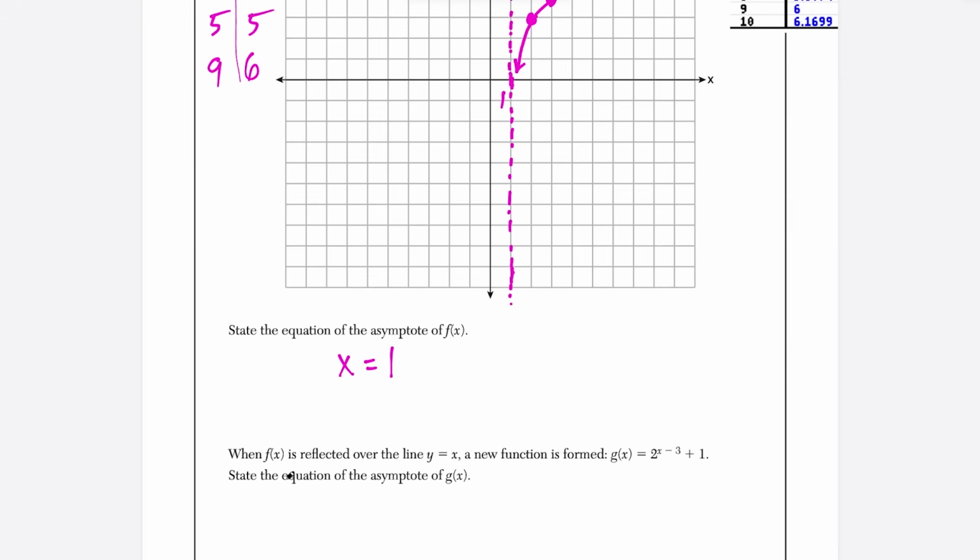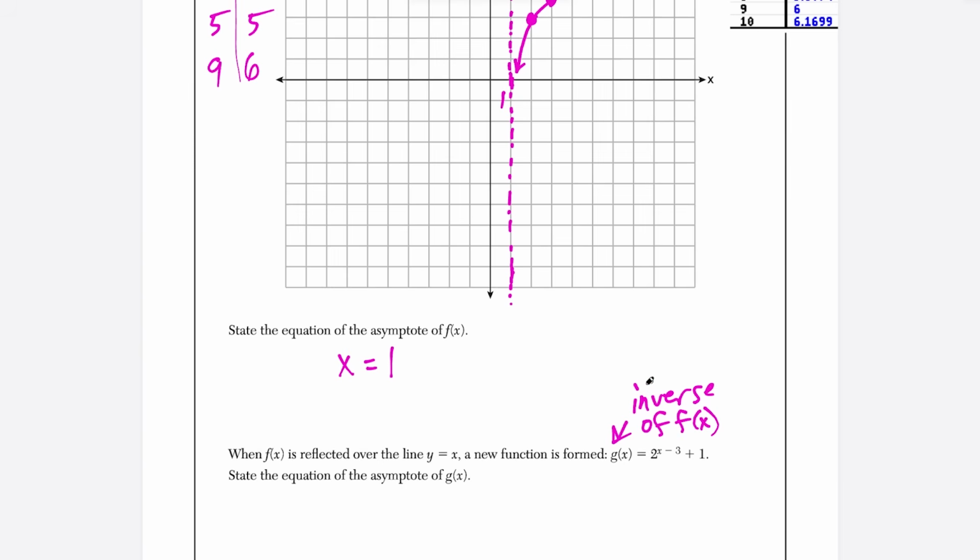So now for the next part, when f of x is reflected over the line y equals x, a new function is formed, g of x, and we have this exponential function here. And we have to state the equation of the asymptote of g of x. So if I'm doing this without a calculator, if f of x is reflected over the line y equals x to get g of x, that tells us that g of x is the inverse of f of x. And you don't actually have to write this down to get the credit, but this is just conceptually what's going on, that this function is the inverse of f of x.